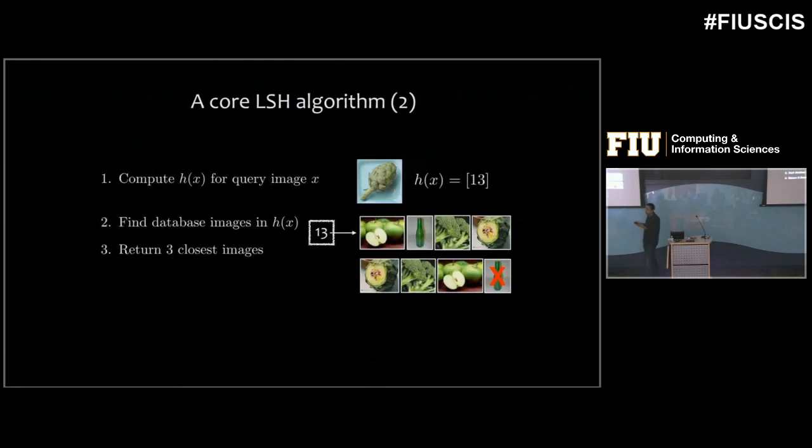Okay, and now given this, if you buy that this works, the way you can solve this problem is very easy. I take my query, I compute h of x, its hash, and then I go into that bucket that it gets assigned into, and then I look at what's in there, and then I can just sort these however I want and return the most similar images that I see.